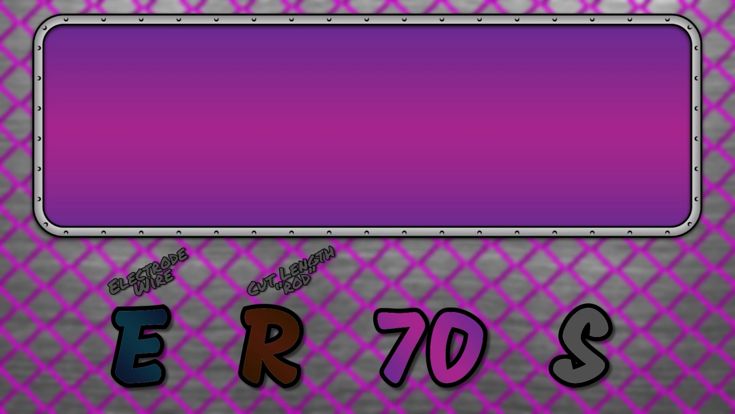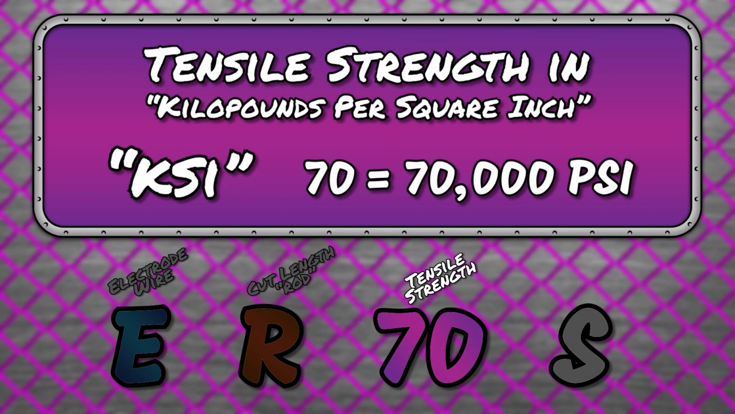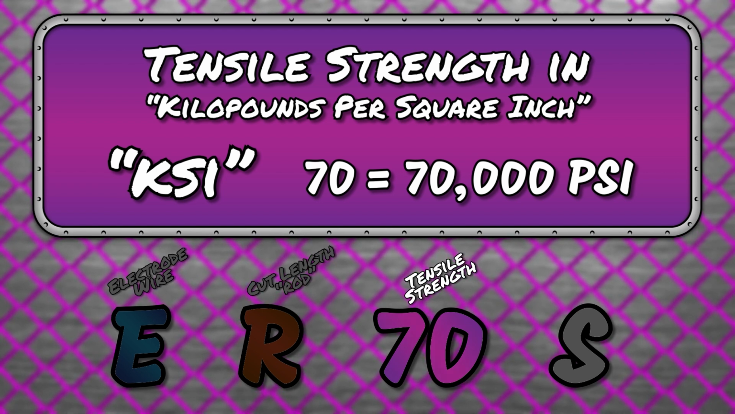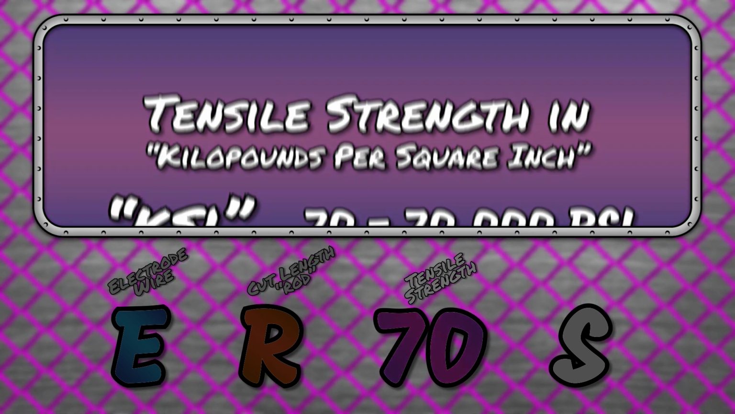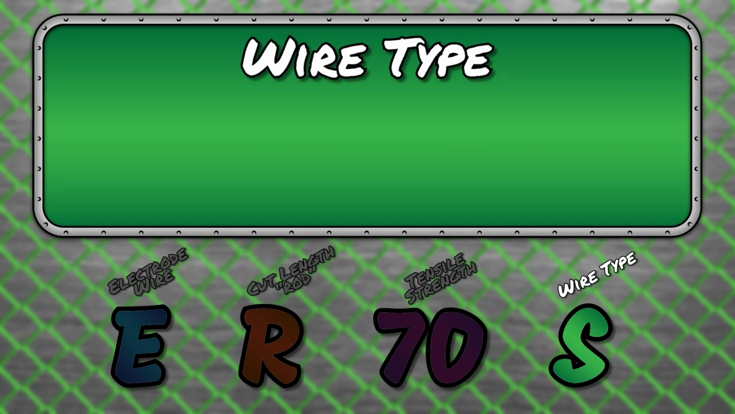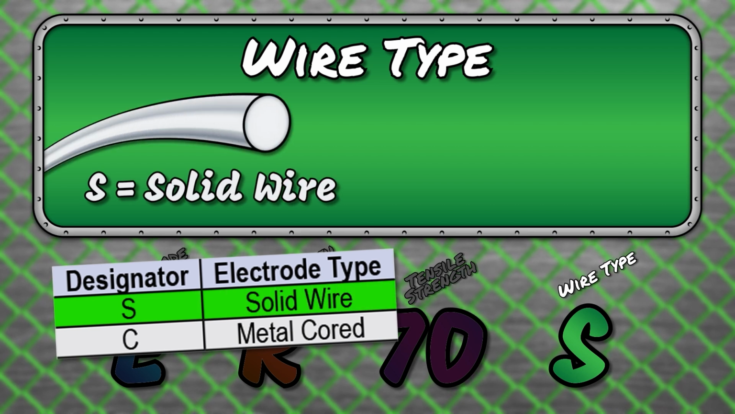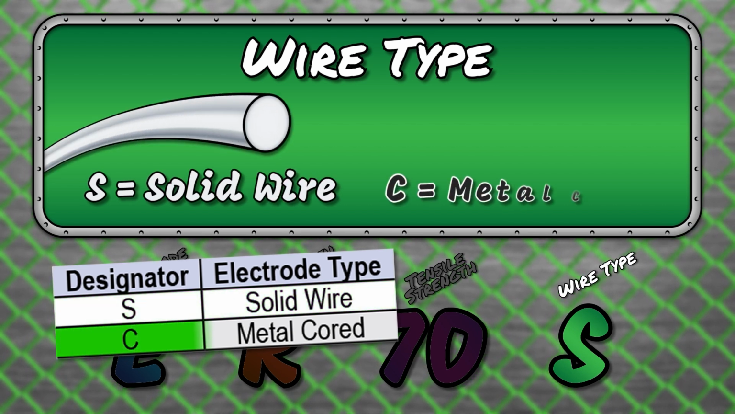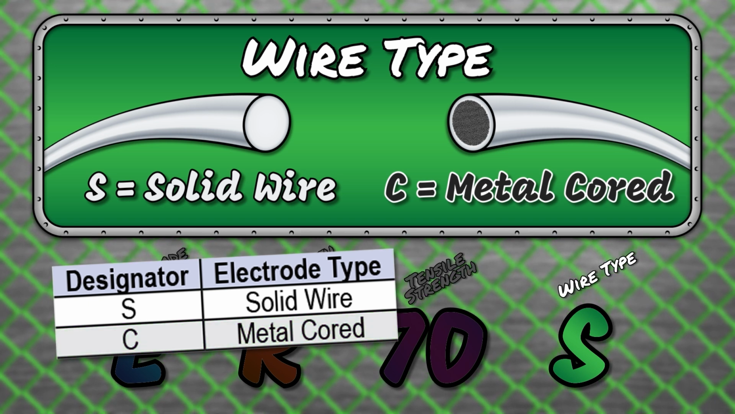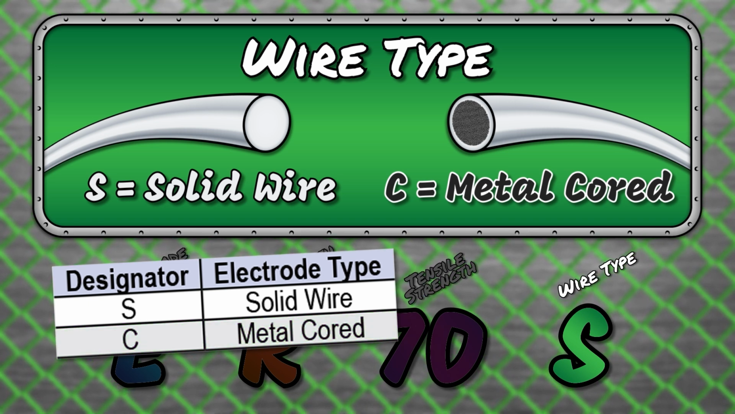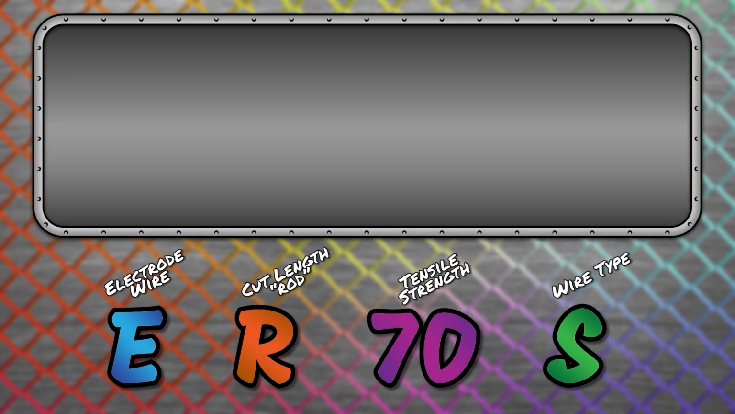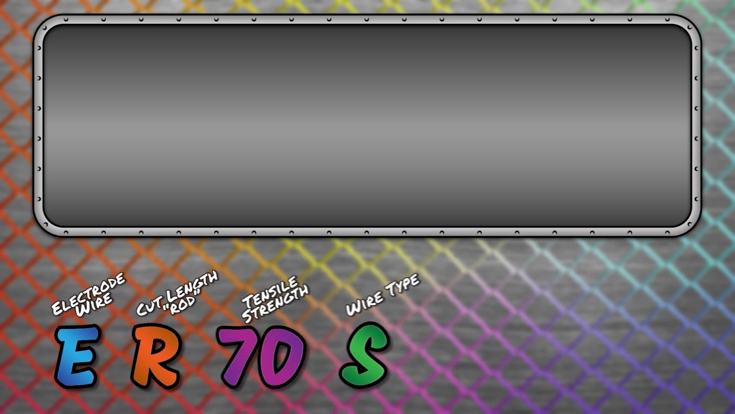70, just like in stick, stands for the tensile strength in kilopounds per square inch. Finally, the letter at the end of the code indicates the type of wire and can either be an S for solid wire or a C, meaning it's a metal cord wire for GMAW-C. And also, like stick, there can be additional designators added after the initial code.